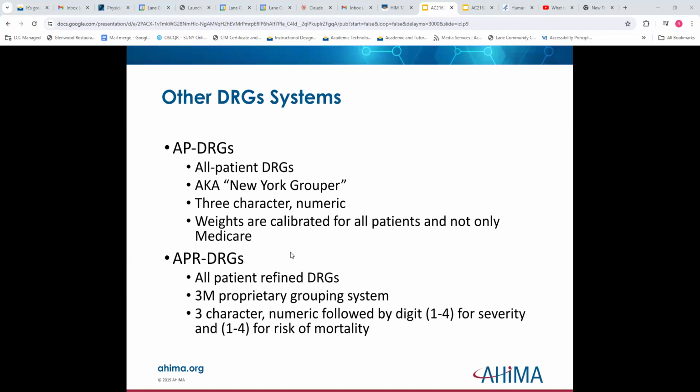With the APR, it's all patient refined, right? And 3M, the encoder and DRG grouping software system, came up with this. And it's a 3-character numeric followed by digits 1 through 4 for severity and risk of mortality.